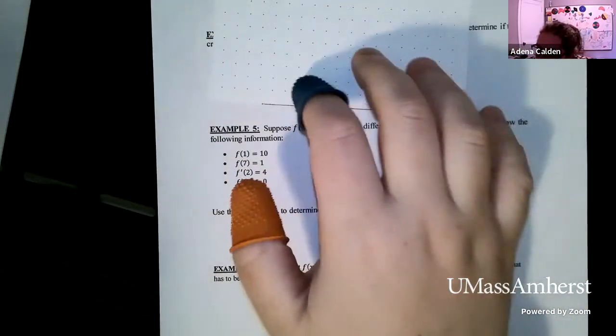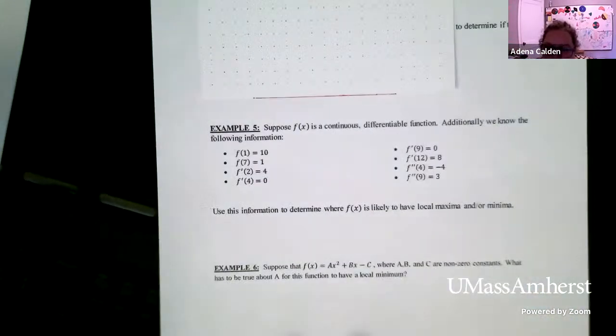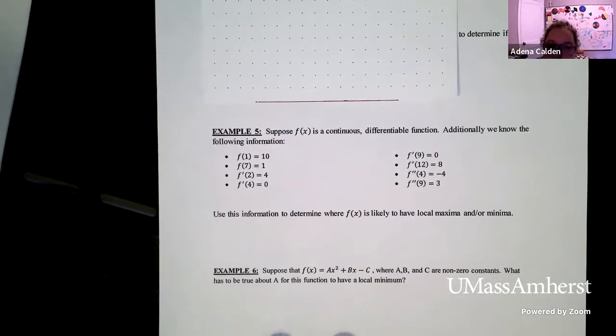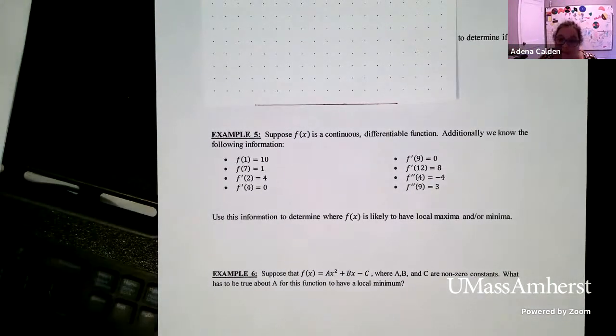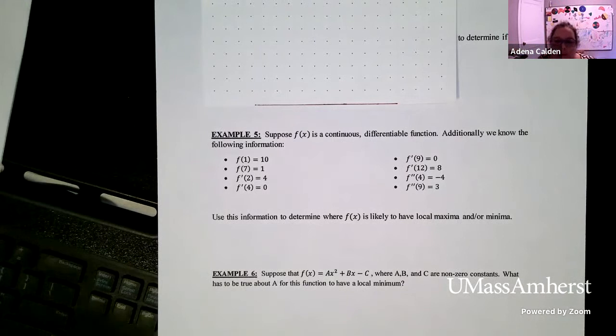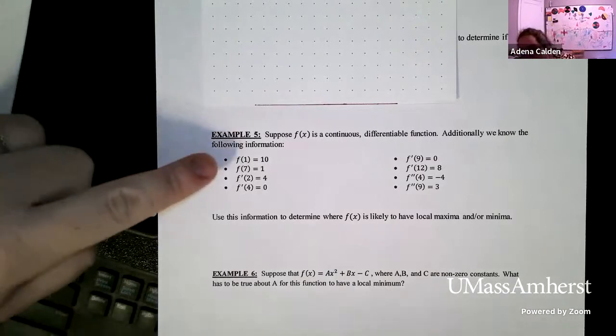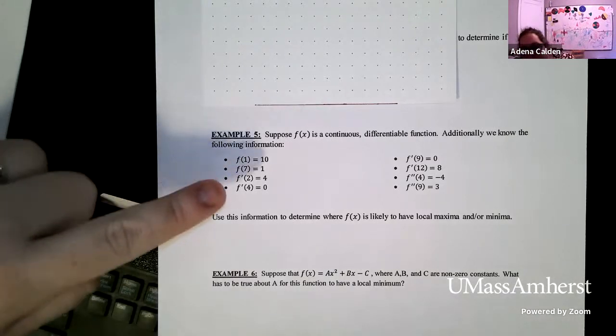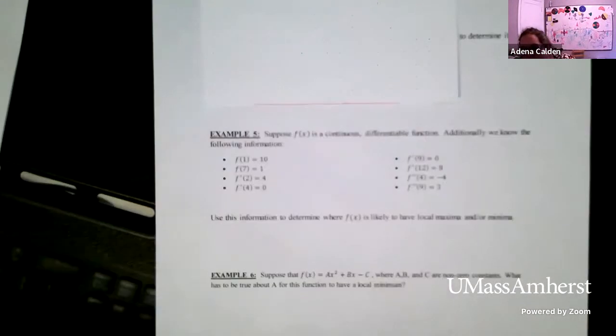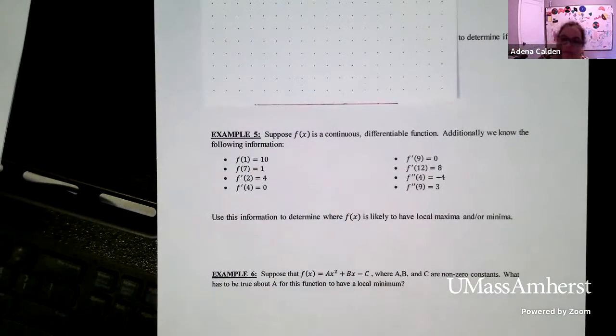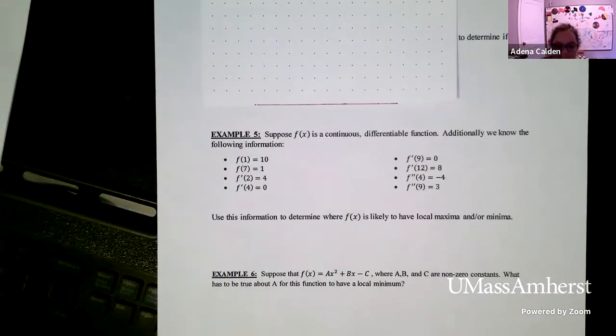So example 5 helps us tie together a lot of the things we've been looking at in this chapter. Here we have a list of information about different points on our function. f of x is continuous, it's differentiable, and we know these particular things about the function. The first few are about f of x, the next 4 are about the derivative, and the last 2 are about the second derivative. The question is, determine where f of x is likely to have a local maximum or a local minimum.